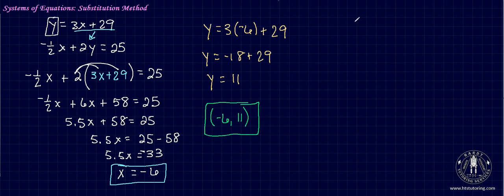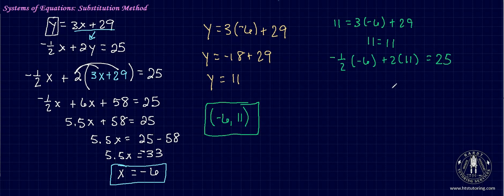And I could check it. So I could plug in 11 equals 3 times negative 6 plus 29, and I could have negative 1/2 times negative 6 plus 2 times 11 equals 25. And I would solve both of these and make sure that it does indeed make both equations true. And it does. We get 11 equals 11, and we get 25 equals 25. And so it checks out, and so our answer is negative 6 comma 11.